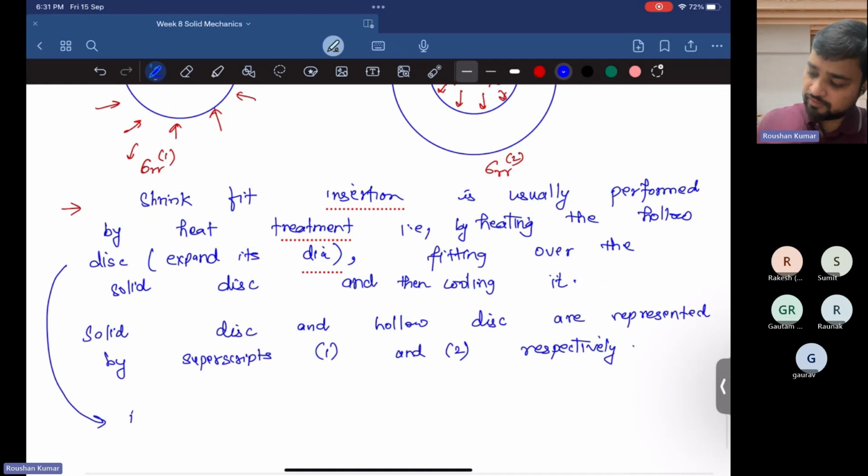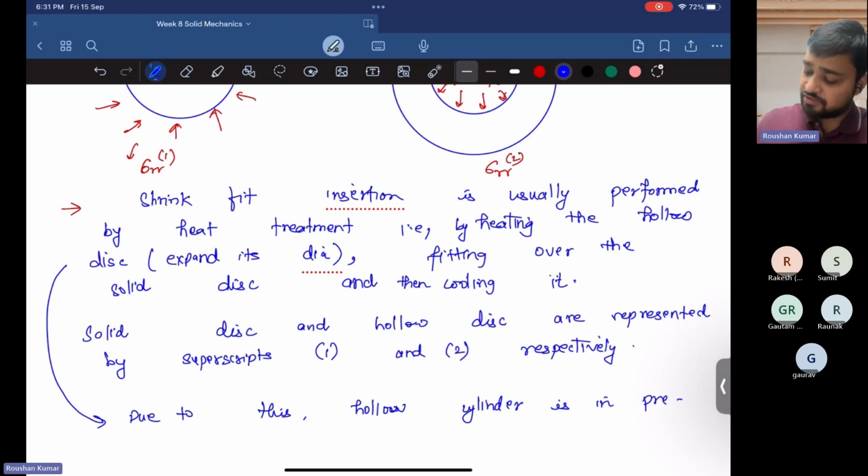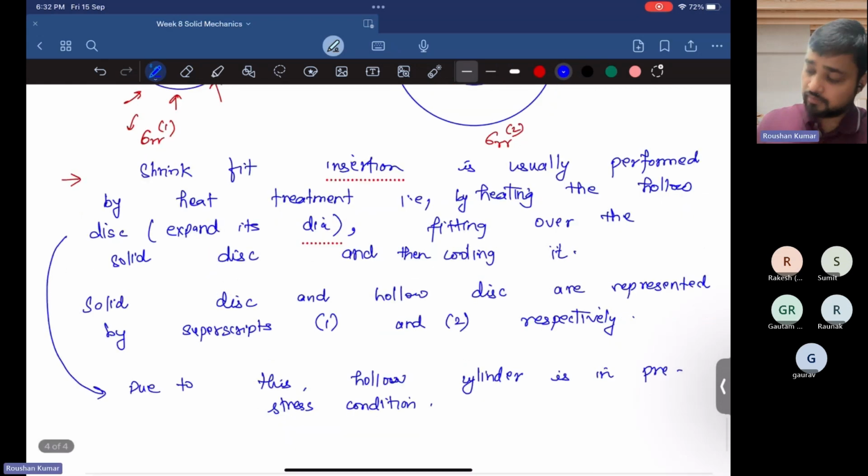So due to this, the hollow cylinder is in pre-stress condition, and we have to find that stress only, that is sigma rr acting on the inner hollow cylinder, and sigma rr acting on the solid disk on the outer surface.